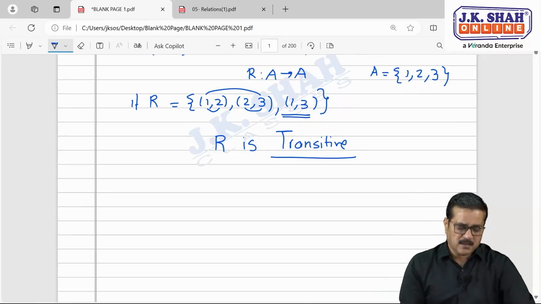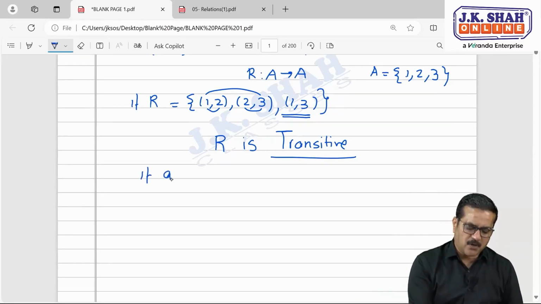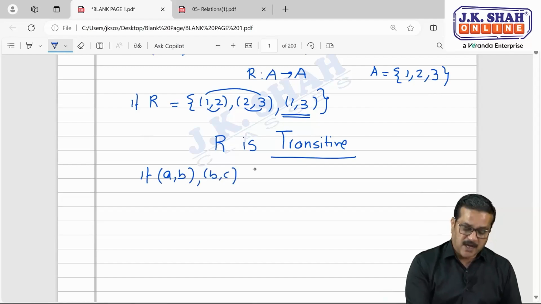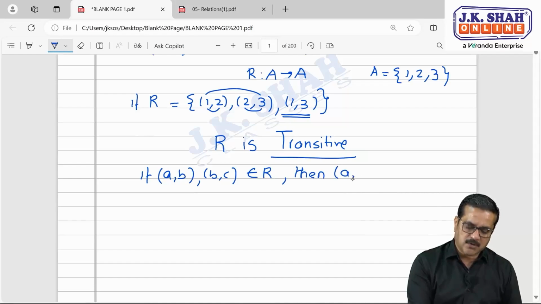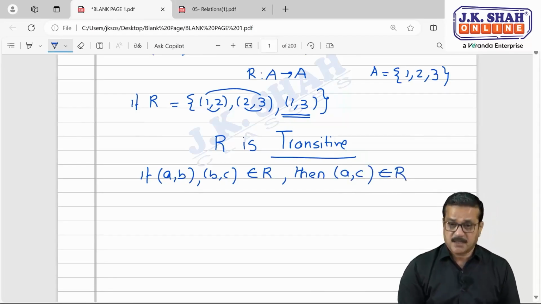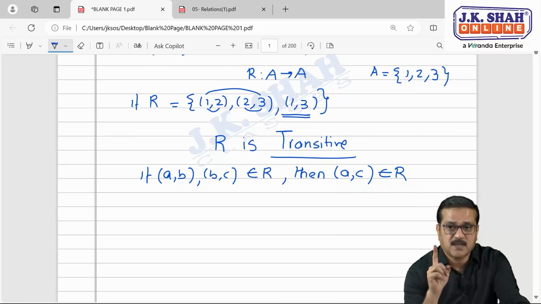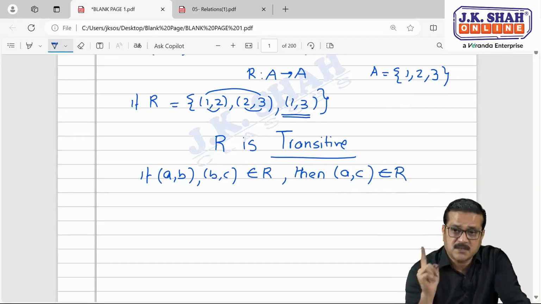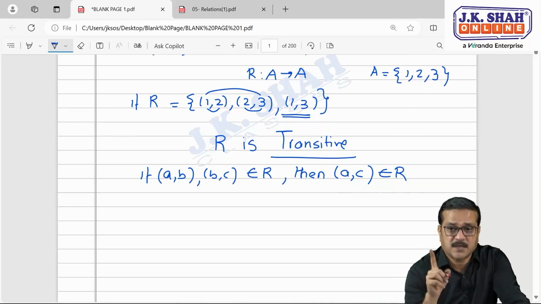So ये तो simple है. आपका मतलब है कि if (a,b) followed by (b,c) are in our R, then we should have (a,c) also in R. (a,c) must also be in R. Yeah, that's the correct language. अगर (a,b) है, (b,c) है, तो फिर (a,c) भी होना चाहिए. A से B गया था, B से C गया था, तो फिर A से C भी होना चाहिए था. If this is satisfied, then we say R is transitive. But that's not all.